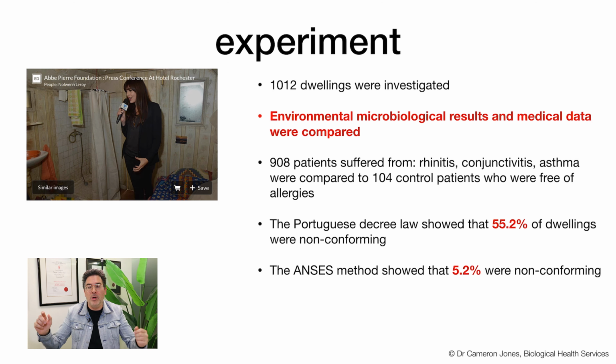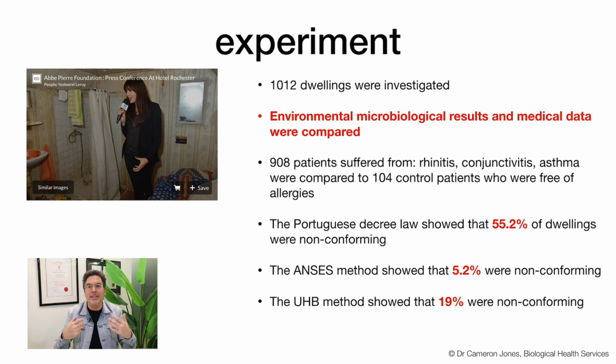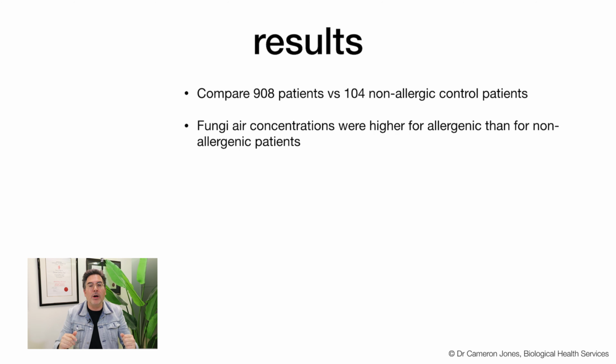And so you can see that using different thresholds does give you a different interpretation on how serious the risk is. But importantly, and also not to be left with this dilemma between 5.2% and 55% of dwellings being potentially dangerous, let's look at how they linked this with the known adverse health in these particular target groups of people. And the results showed that, again, between the 908 and the 104, fungal air concentrations were overwhelmingly higher for allergenic compared to the non-allergenic population of individuals.